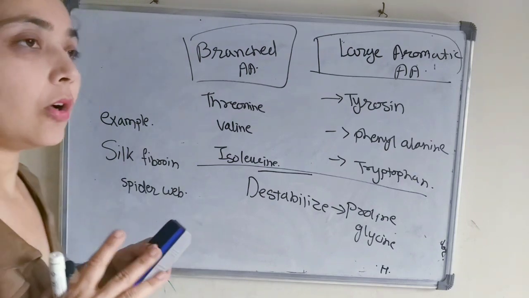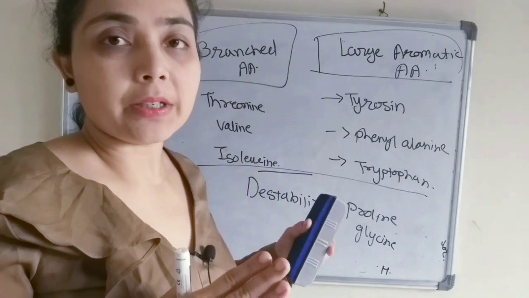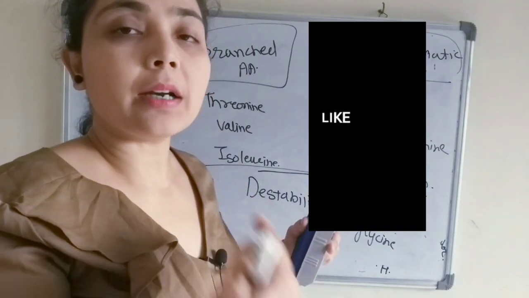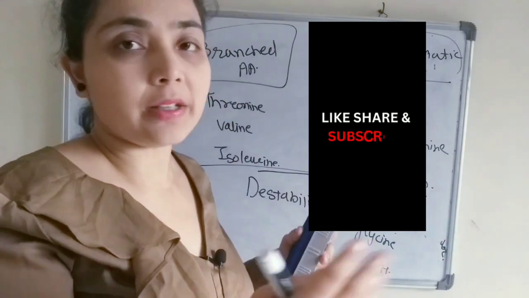So this is all about the alpha helix and the beta pleated sheet. Other secondary structures like the beta turn and collagen triple helix we will discuss in the next class.